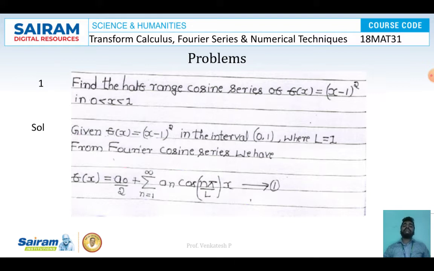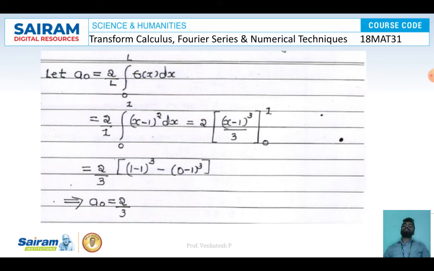So now take the formula of the half-range Fourier cosine series, that is f of x is equal to a0 by 2 plus summation n from 1 to infinity an cos n pi x by L, and call it equation number 1. Now our job is to find the Fourier coefficients a0 as well as an. The formula for a0 is 2 by L integral 0 to L f of x dx. Now replace L is equal to 1 and the function f of x is equal to (x minus 1) whole square. So we get 2 by 1 into integral 0 to 1 (x minus 1) whole square dx.